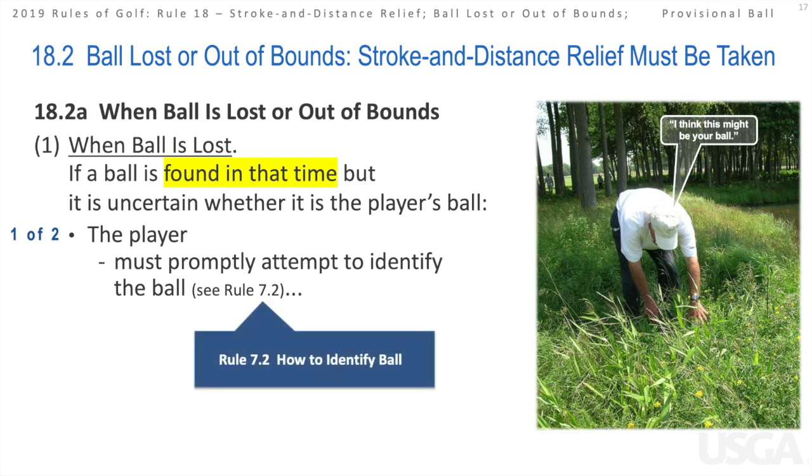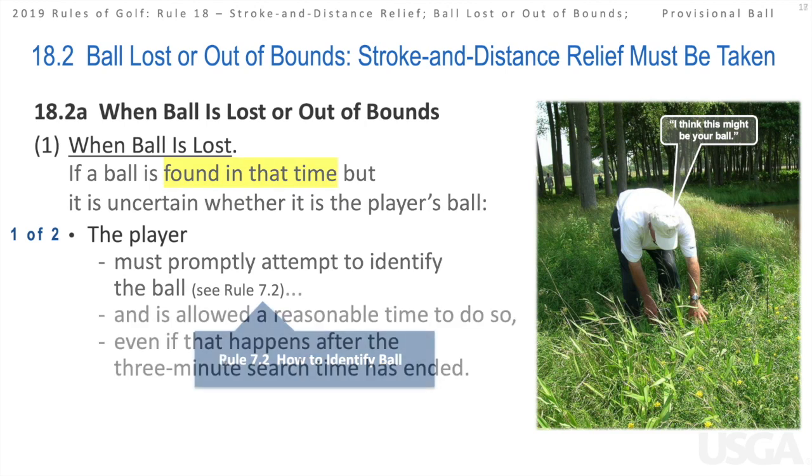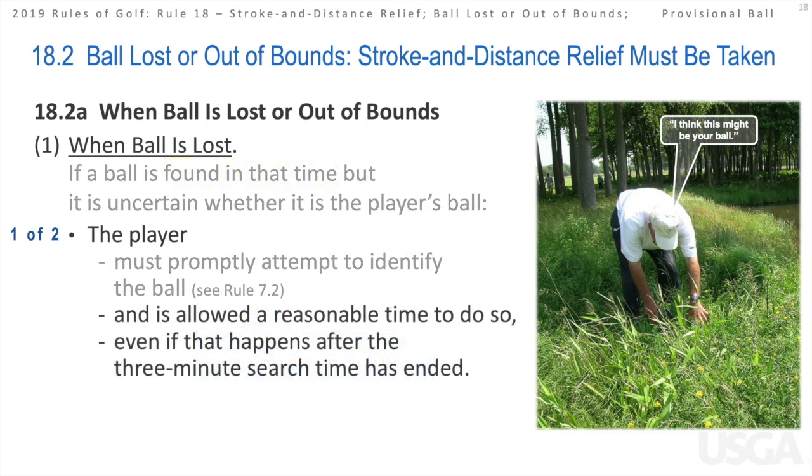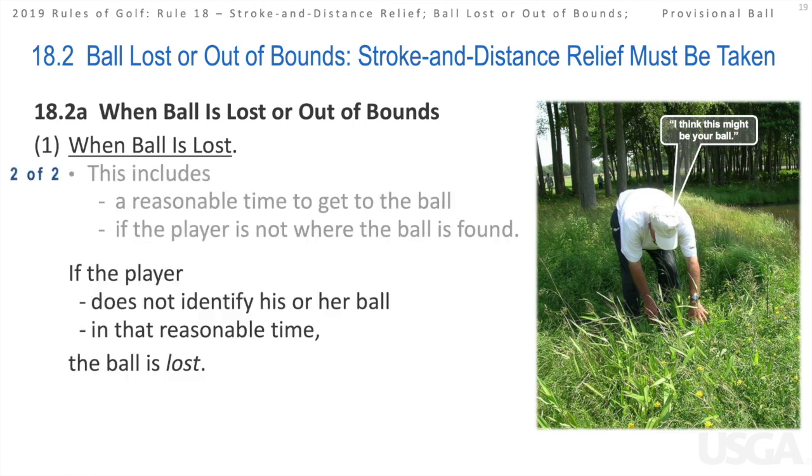If a ball is found in that time, but they're not certain if it is the player's ball, the player has to promptly go over and try to identify the golf ball. We're giving a golfer a reasonable amount of time to do this. So even if they think they found the ball within 3 minutes, if the 3-minute time expires, that golfer still has time to walk over and see if the golf ball that was found is actually theirs. If the player does not identify his or her golf ball in that time, then the ball is considered lost. So if they don't make an effort to go over and identify it, they have to proceed as if the ball has been lost.